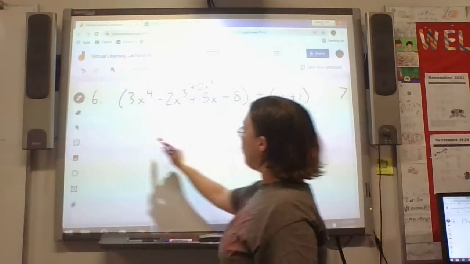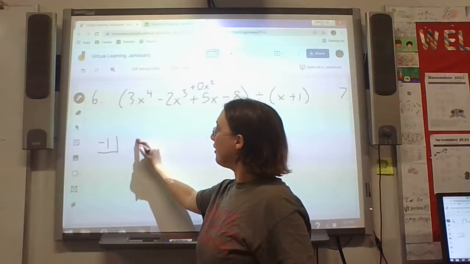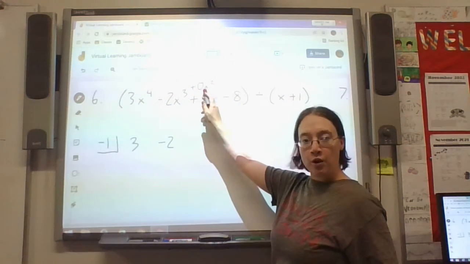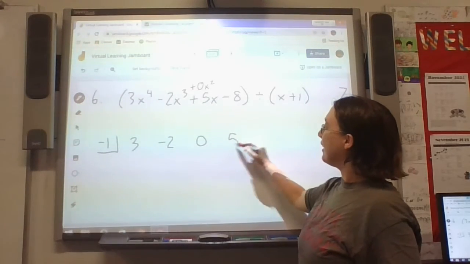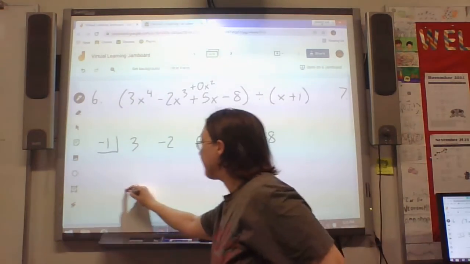So we've got a negative 1 inside our box. And on the outside, we've got that 3. We've got a negative 2. Again, watch out for negatives. And then we have that 0. That's our placeholder there. And we've got a 5. And we've got a negative 8. Cool. And then we're doing the same thing.